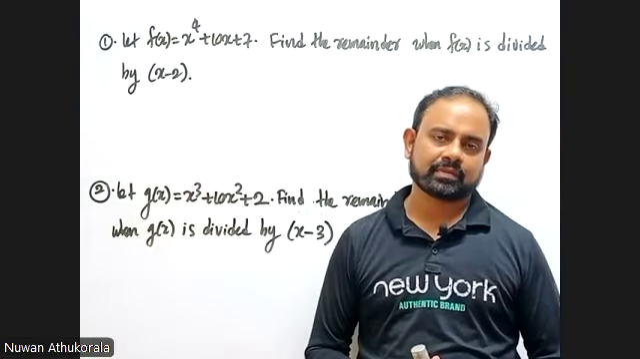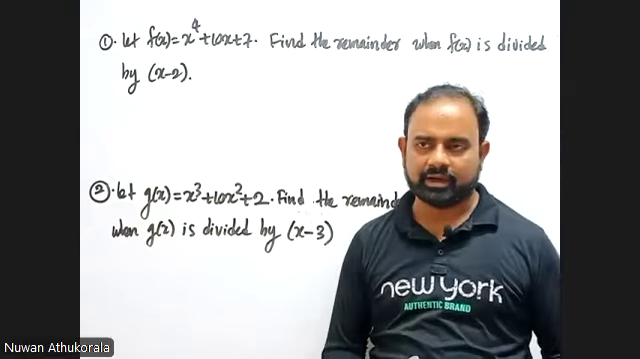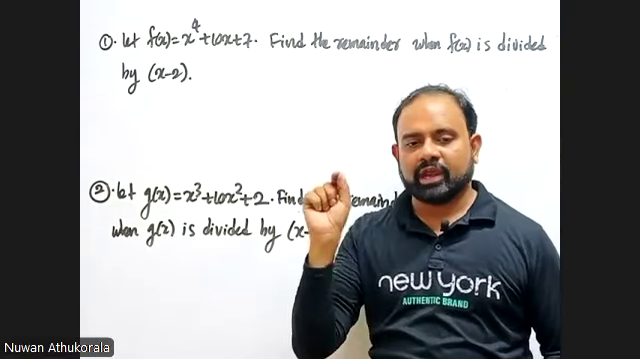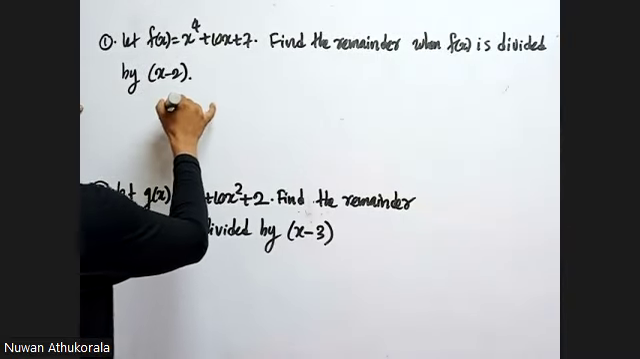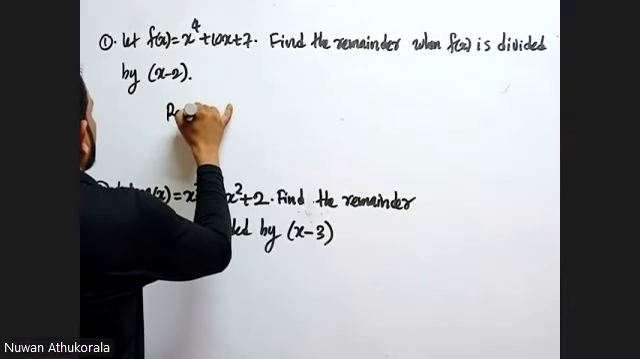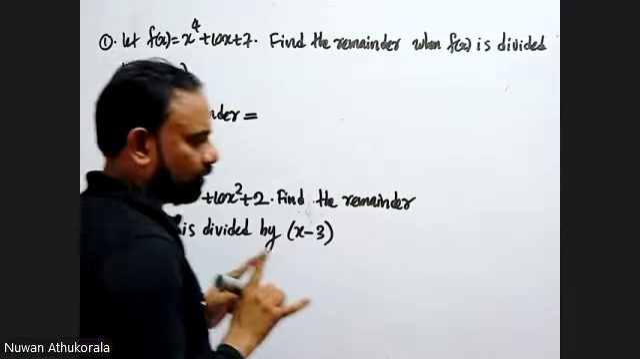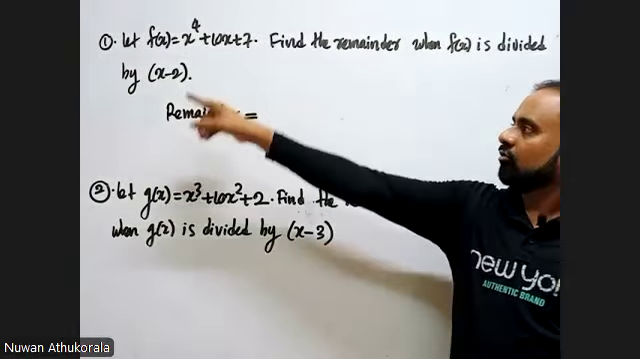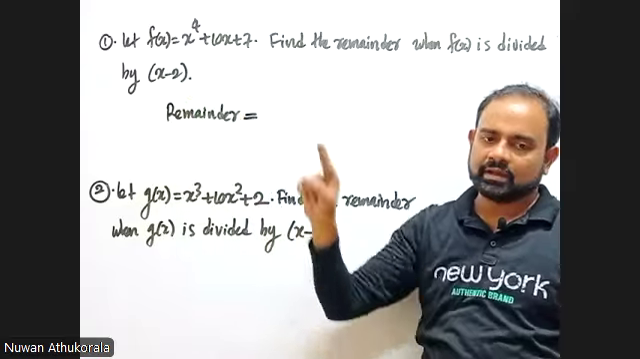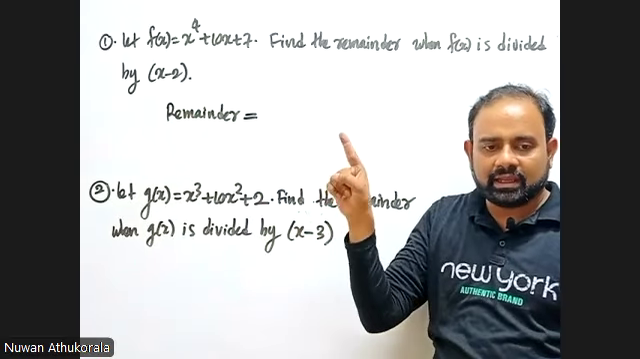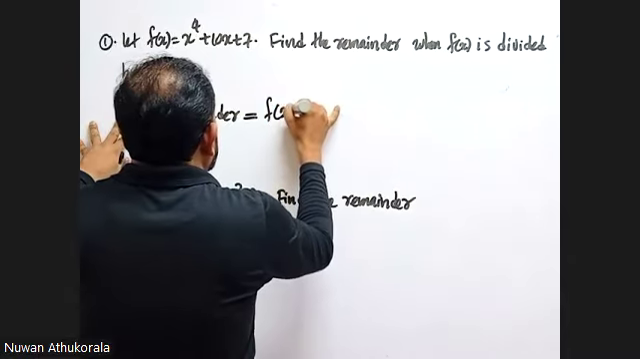First question, find the remainder when f(x) is divided by x minus 2. We have to apply the remainder theorem to find the remainder. How to write the remainder? According to the remainder theorem, when polynomial f(x) is divided by x minus 2, the remainder is equal to f(2).